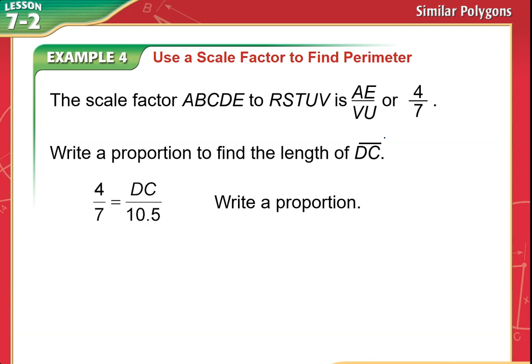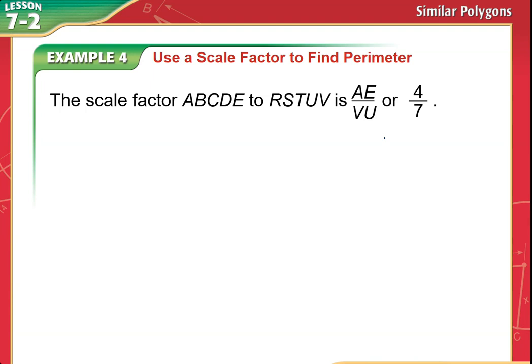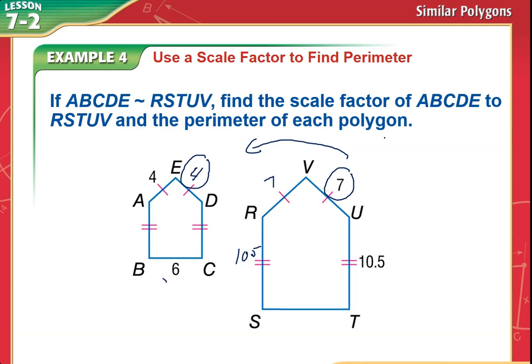4 to 7, right, as DC is to 10.5. If you're wondering where that came from, we're trying to find the double tick mark right here on the DC side. So, right here, trying to find this distance right here. And we are able to use the 4 to 7 because that's my scale factor. And we're going to compare that to the DC over the 10.5.